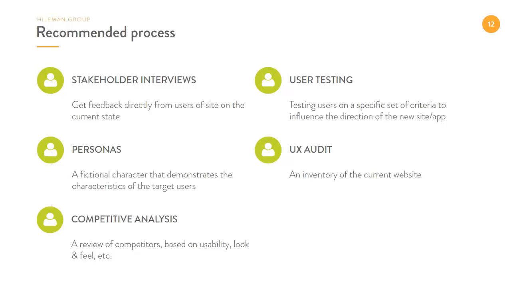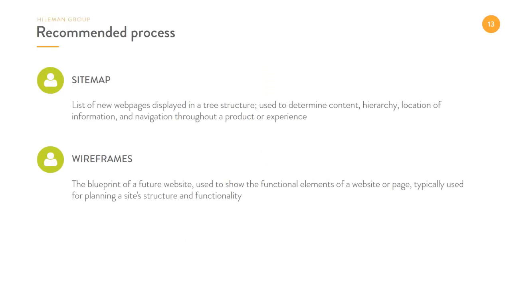What comes out of those are things like the sitemap and the wireframes. So the sitemap is a list of pages displayed in a tree structure used to determine content, hierarchy, location of information, and navigation throughout the site.